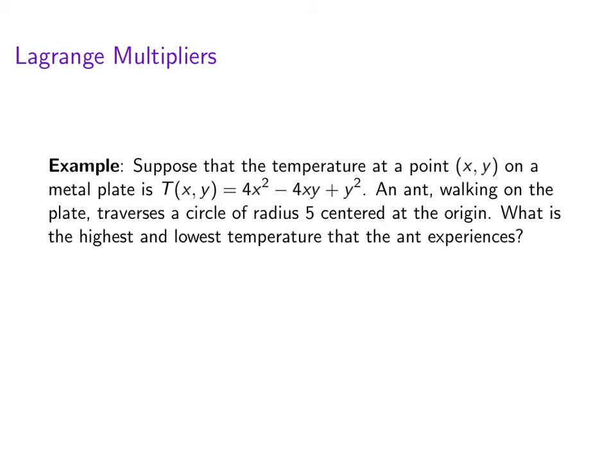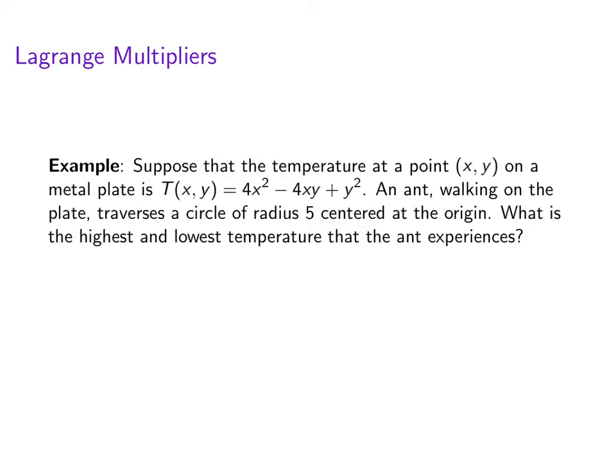Hello, calculus fans. Let's suppose that we measure the temperature on a metal plate with this function. T of x, y is equal to 4x squared minus 4xy plus y squared. So depending on where you're at, the x and y coordinates will tell you the temperature through this function.